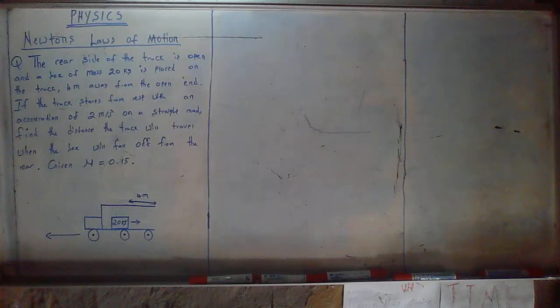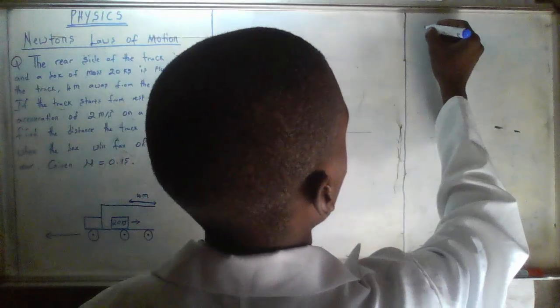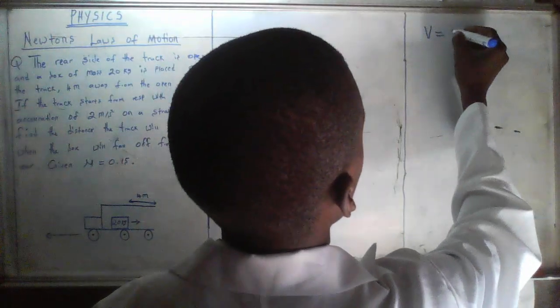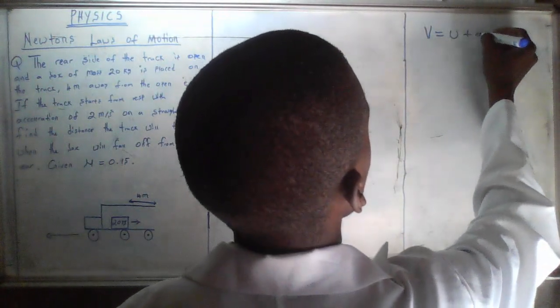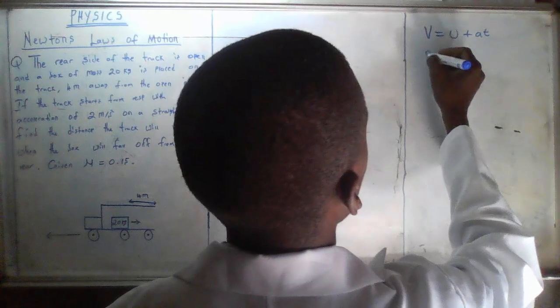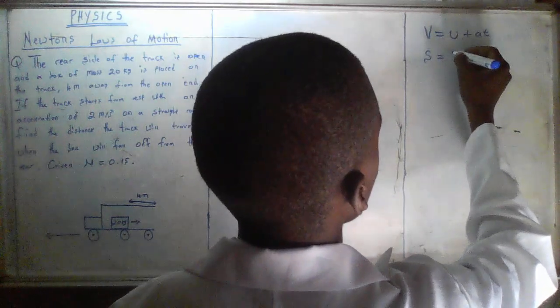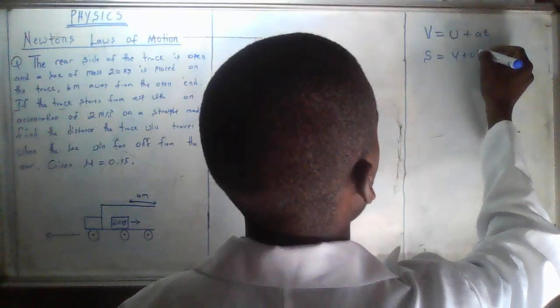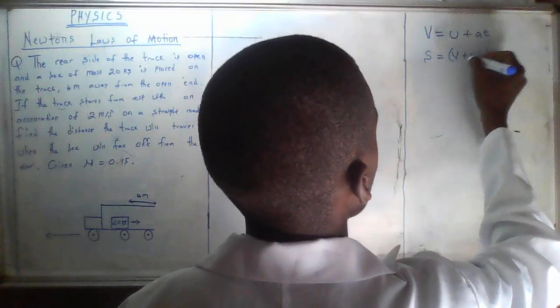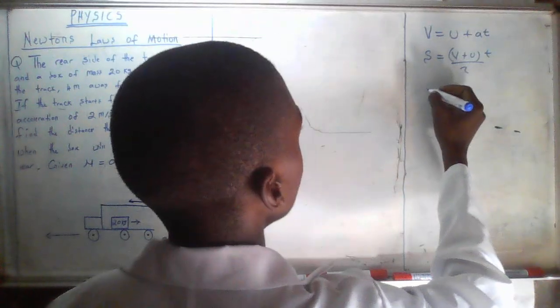0.15. Okay, so to handle such a problem, we need to be familiar with some formulas. We need to be familiar with these formulas. We are supposed to be familiar with these formulas.